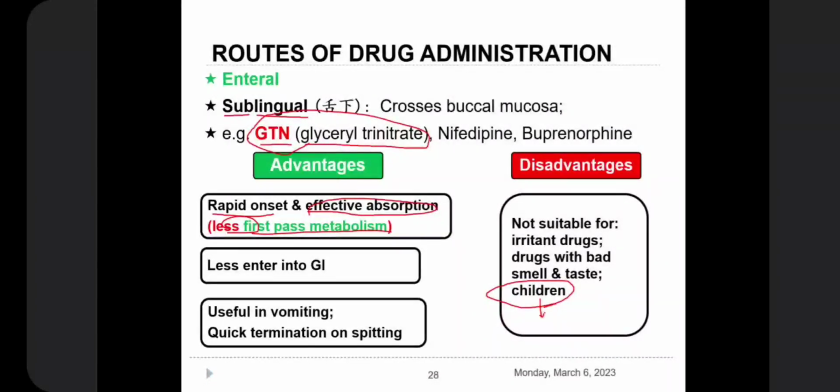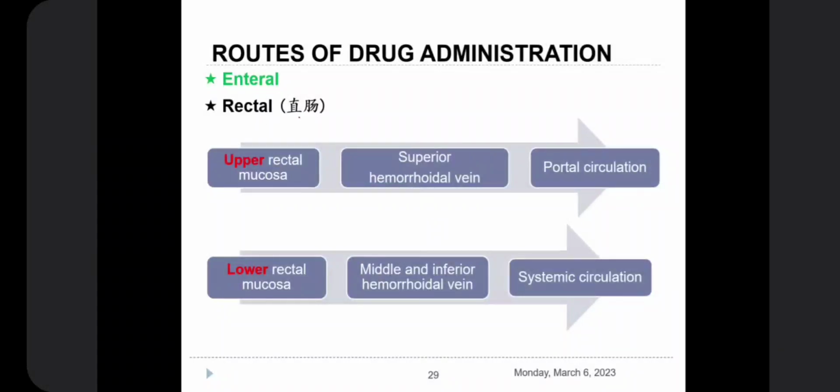Okay, next one. The rectal administration. We use some special preparations like suppositories to do it. When we give drugs at this site, it may be absorbed by two routes. One is from the upper rectal mucosa, and another is from the lower rectal mucosa. When the drug is absorbed from the upper rectal mucosa, it will enter the superior hemorrhoidal vein and the portal circulation. The next target is the liver. After metabolism by the liver, it finally enters the circulation.